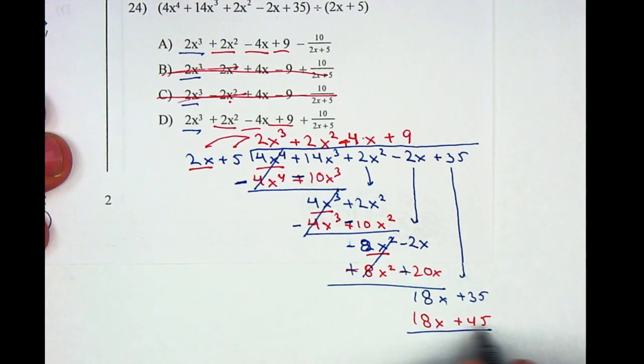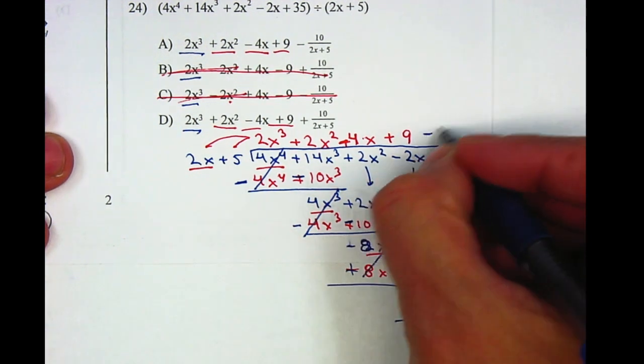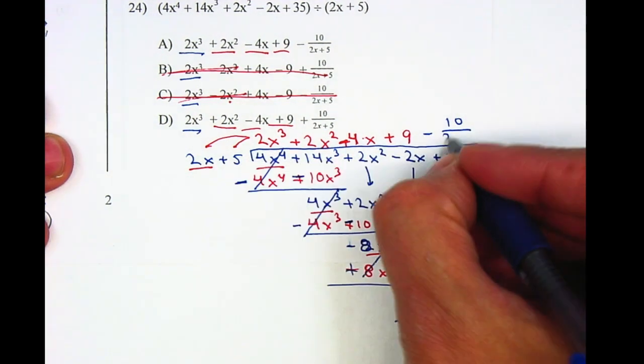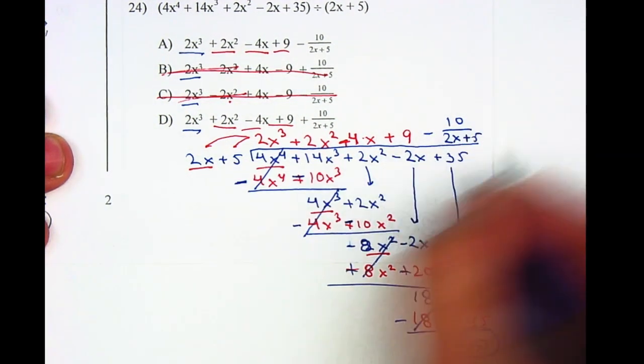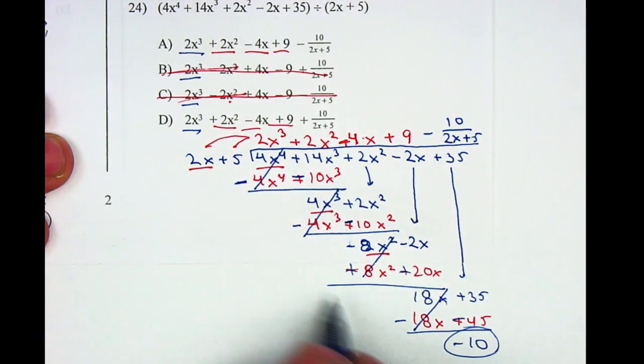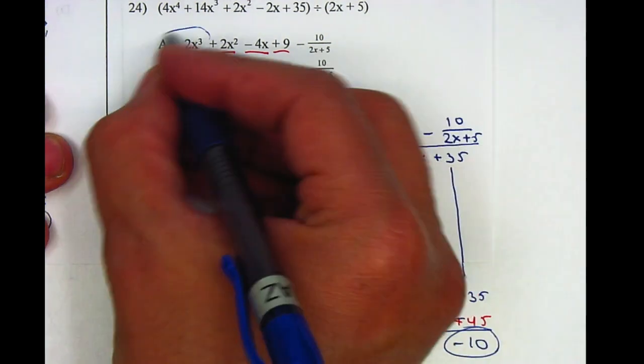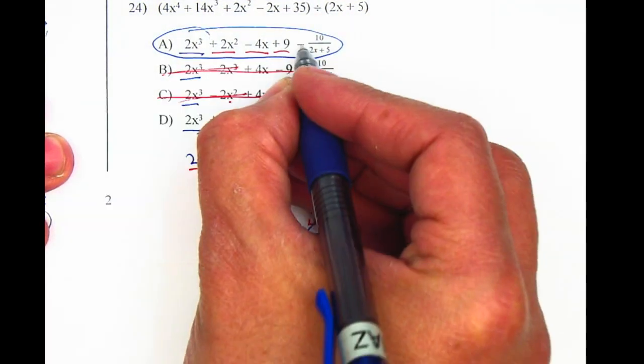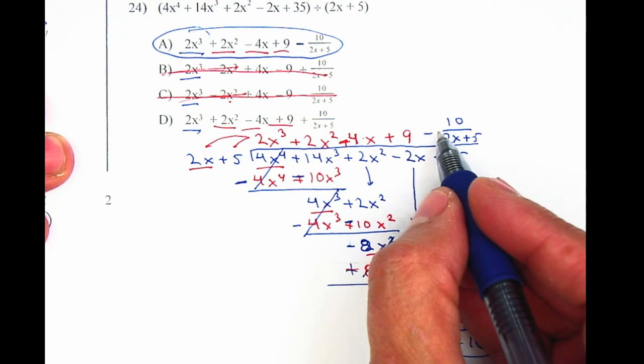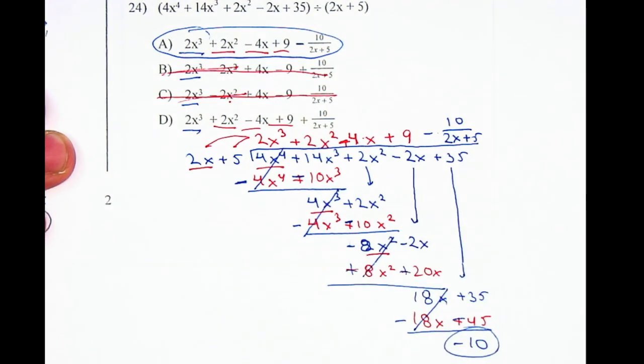Now I'm going to subtract or add by changing to the opposite. That gives me negative 10. Negative 10 is my remainder, so it'll be minus 10 over the divisor, which is 2x plus 5. Therefore, they look very similar, but my answer is A, just because this is minus, and it corresponds to our answer. Let's continue with problem number 25.